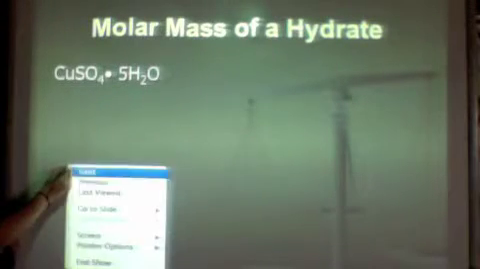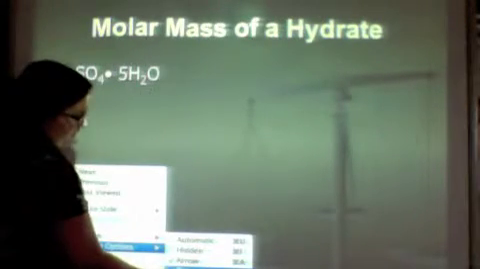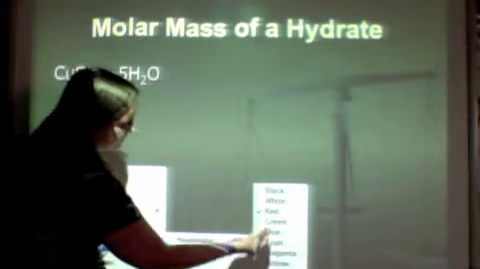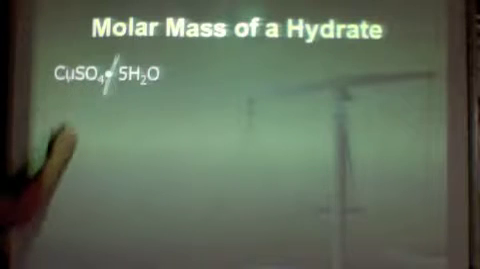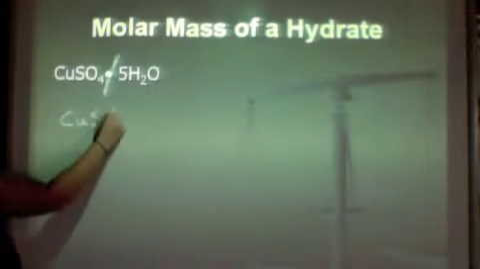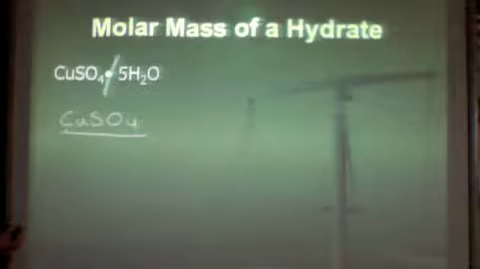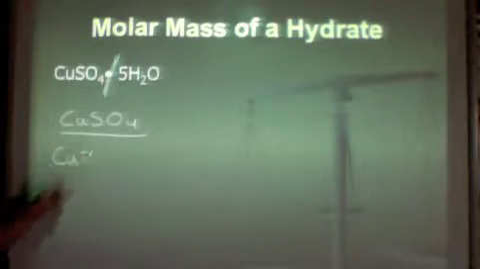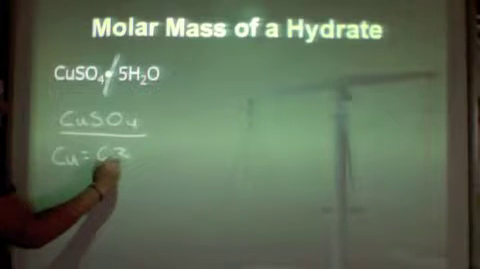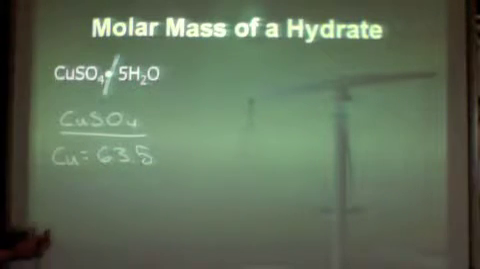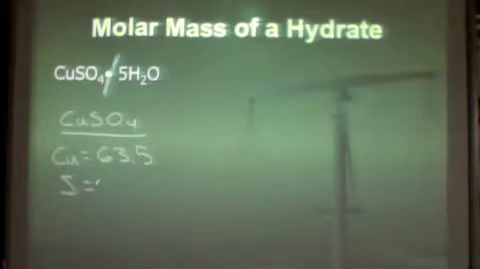So first, you're going to look at just the ionic compound. So you're going to split it up. You're first going to look up the ionic compound of CuSO4, just the mass of that. So copper has a mass of 63.5. There's only one of them. Sulfur, 32.1.